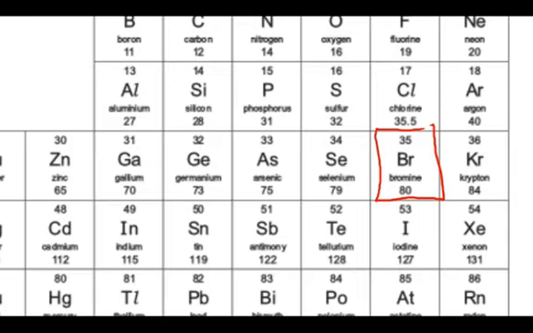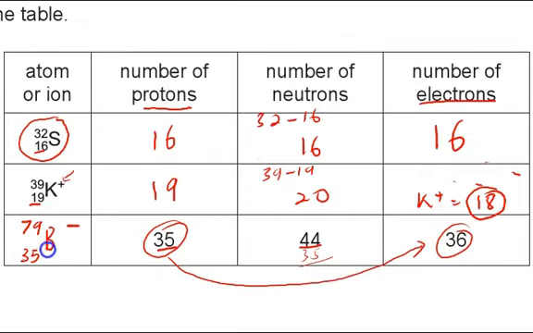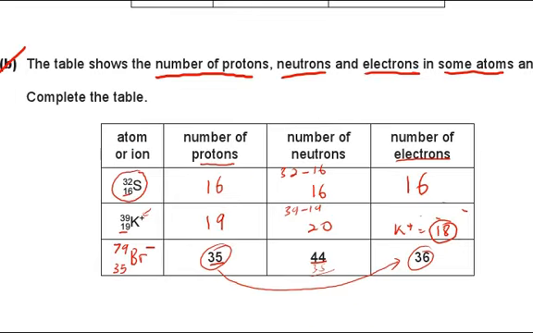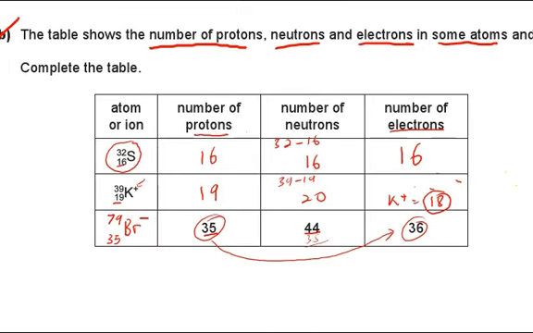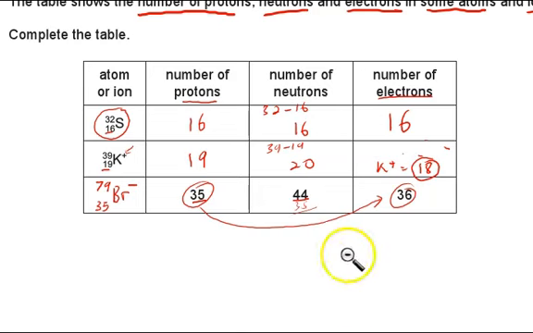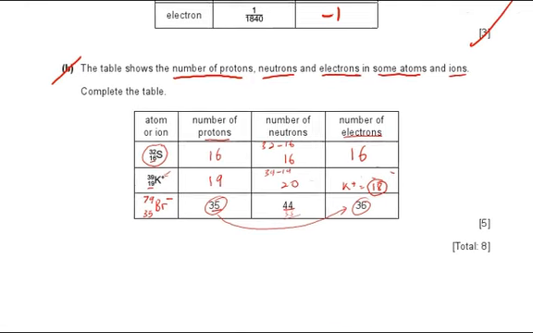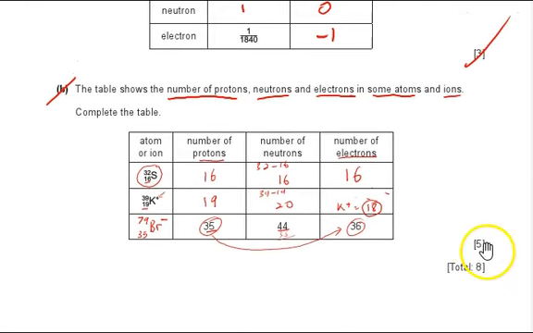So now we go back to the question. So here we will have bromine. Okay, so this is your answer for this question, and you'll be getting about 5 marks for this.